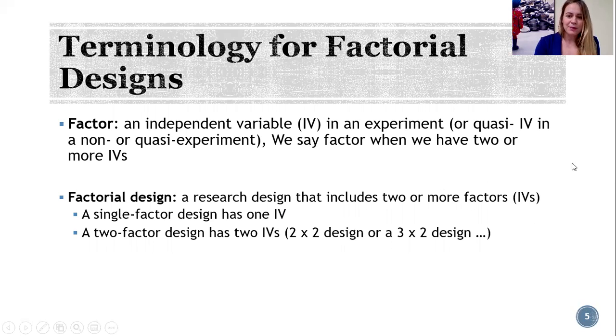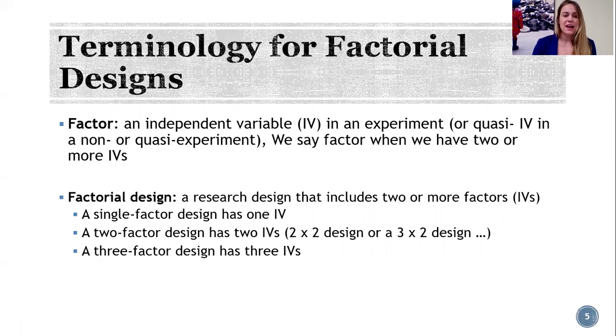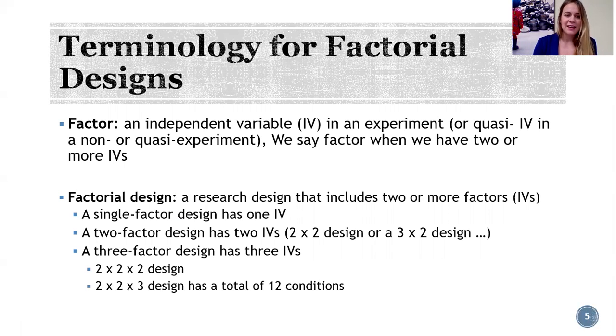We can compare three groups of kids on two different conditions. We can compare three groups of kids on three different conditions. We can even have a three-factor design where we have three independent variables. So a 2x2x2 design would be, let's say, girls and boys, violent versus non-violent video games, and whether they play before school or on the weekends. So we can make this really complex if we want to.